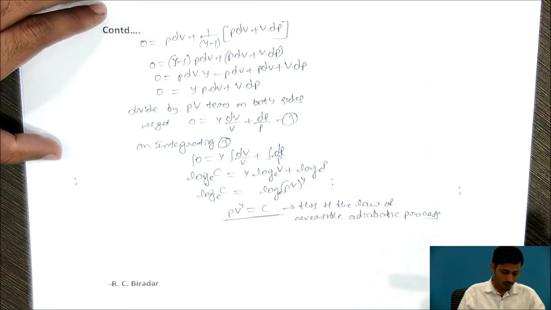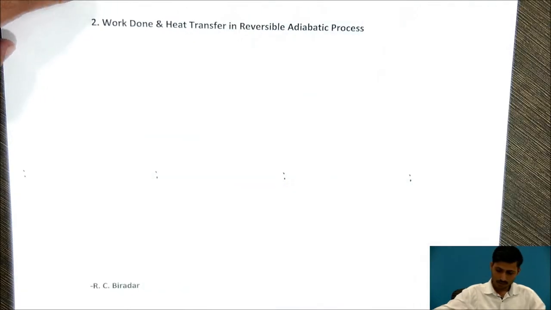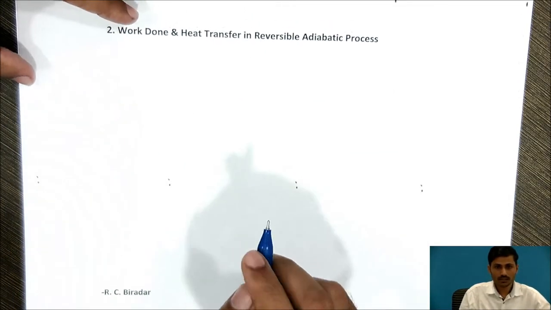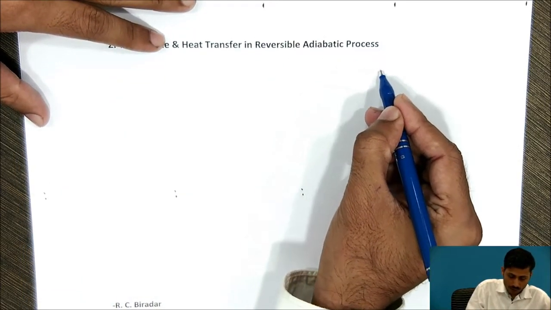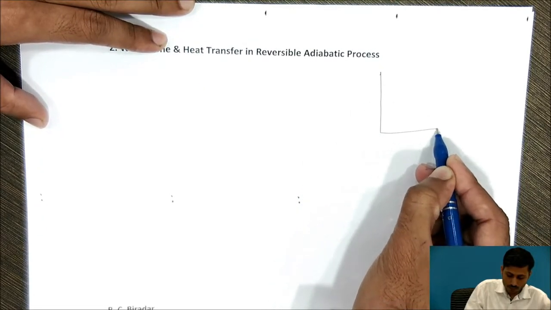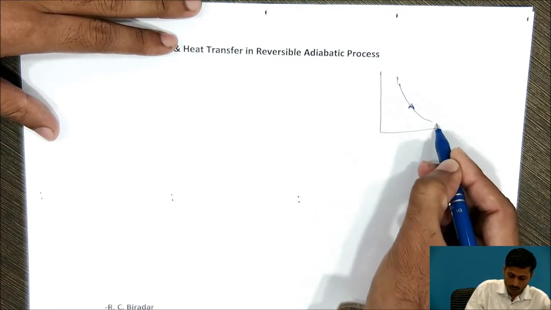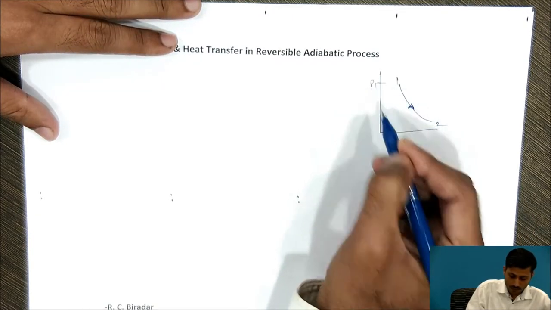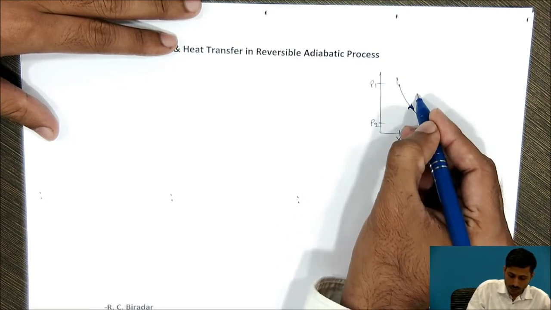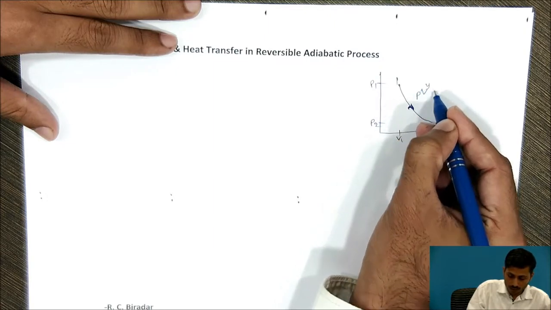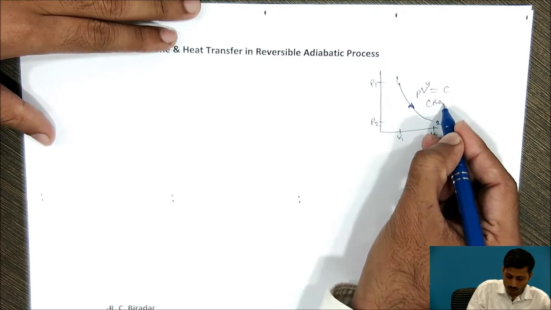Now with this we can see how to find the work done in a reversible adiabatic process. In a reversible adiabatic process we know that the process path is like this between state 1 and state 2, and this is at a higher pressure P1, and this is at a pressure P2, and this is at V1, and this is at V2, and this process path is followed by PV raised to gamma equal to constant law, and this is a reversible adiabatic process.